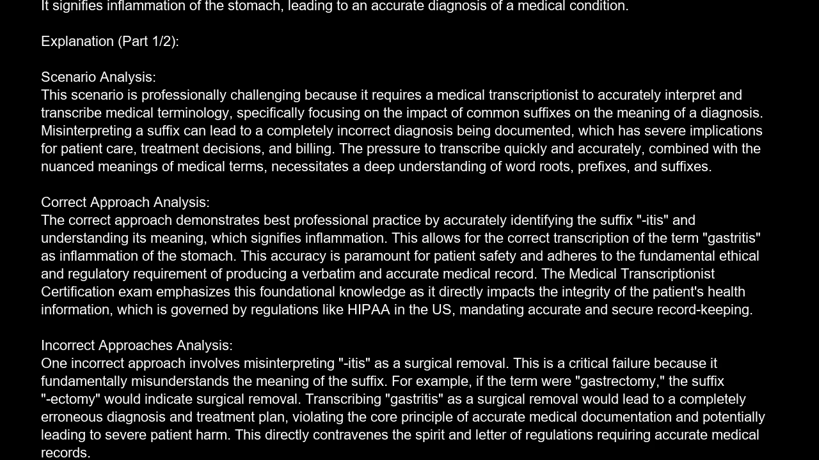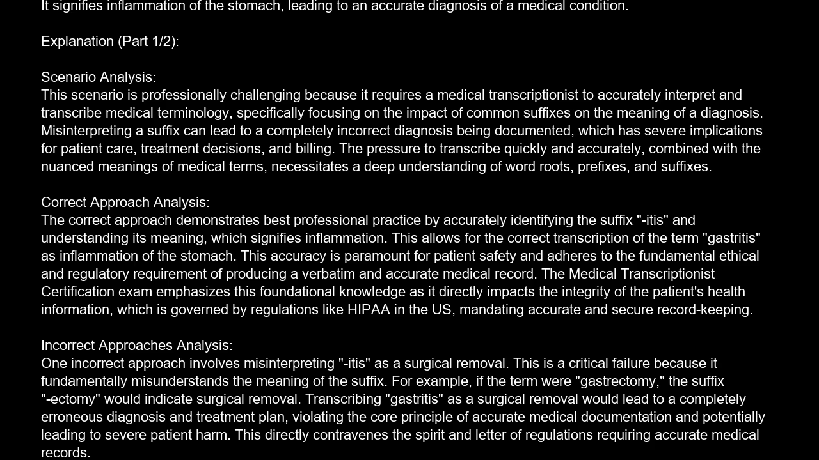Incorrect approaches analysis. One incorrect approach involves misinterpreting itis as a surgical removal. This is a critical failure because it fundamentally misunderstands the meaning of the suffix. For example, if the term were gastrectomy, the suffix ectomy would indicate surgical removal. Transcribing gastritis as a surgical removal would lead to a completely erroneous diagnosis and treatment plan, violating the core principle of accurate medical documentation and potentially leading to severe patient harm. This directly contravenes the spirit and letter of regulations requiring accurate medical records.